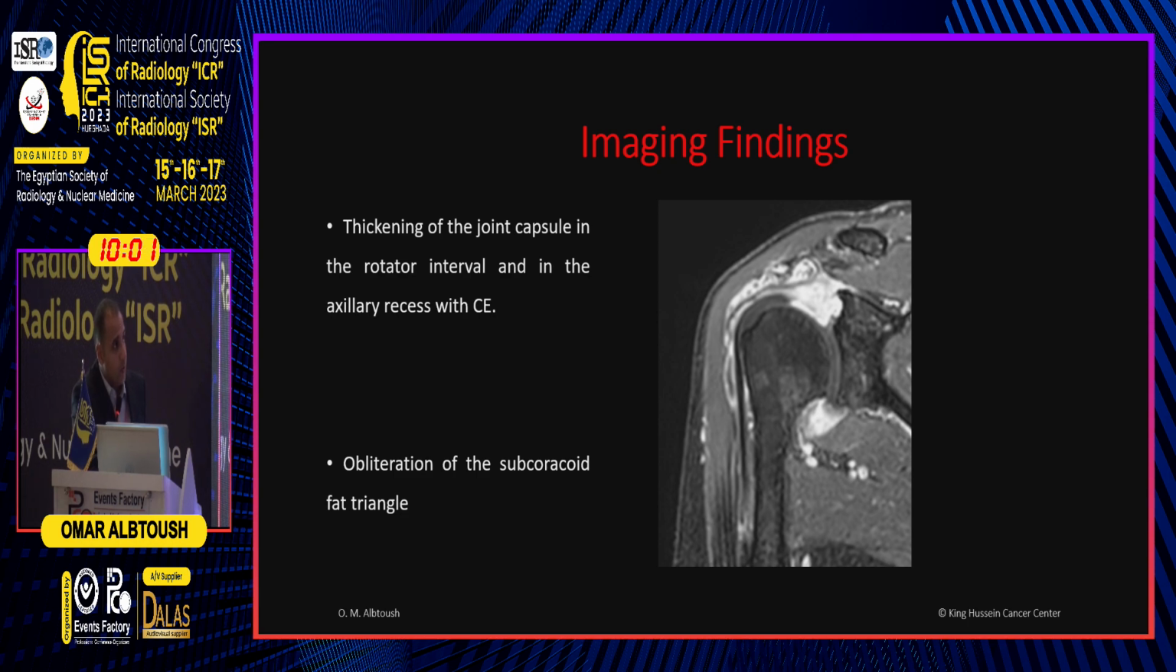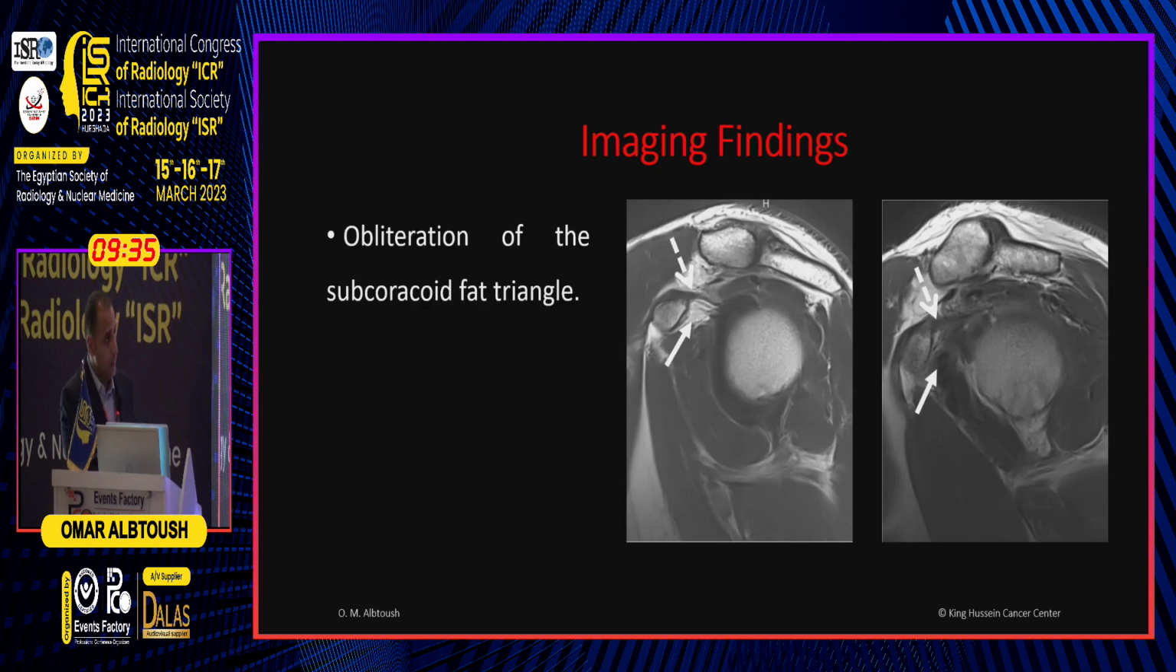Thickening of the joint capsule at the rotator interval and in the axillary recess. As you can see here, we have diffuse thickening at the rotator interval. Rotator interval, as you know, is the space between the supraspinatus and the subscapularis muscle. And as well, this is the thickening at the axillary recess. We have obliteration of the subcoracoid fatty triangle. I will show you this one. This is subcoracoid. This is the coracoid process, and we have here preserved fatty signal. On this one, as you can see, we don't have this triangle, so it was obliterated.